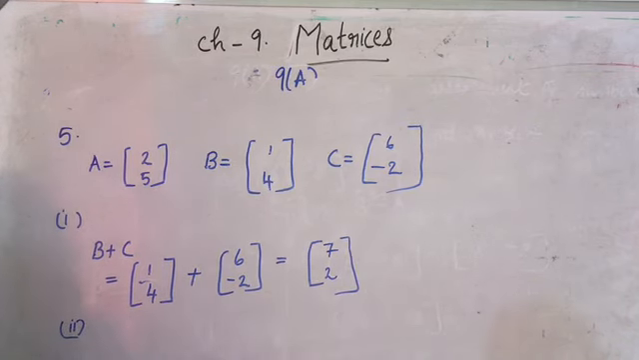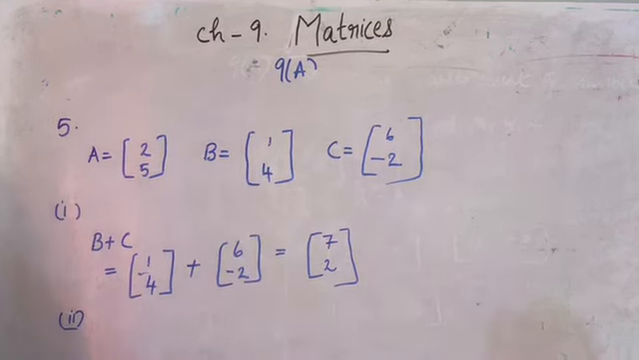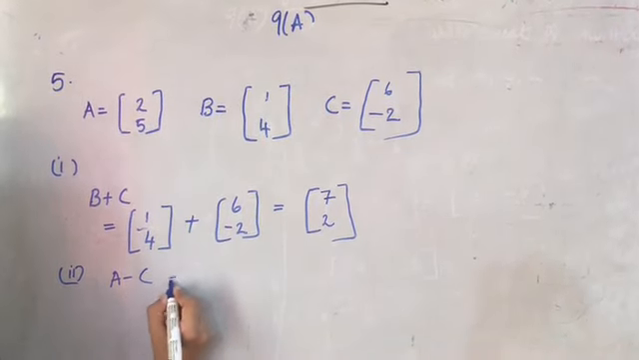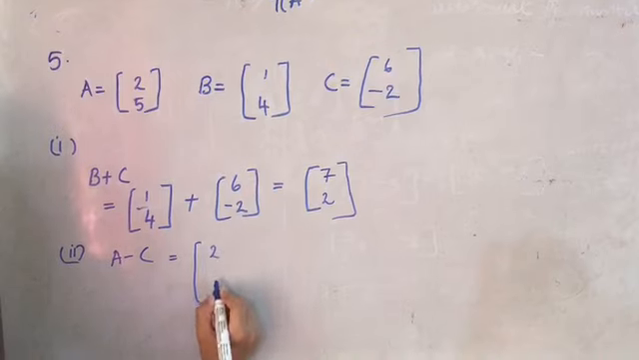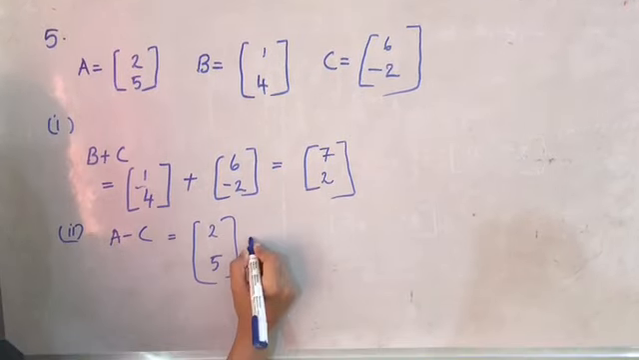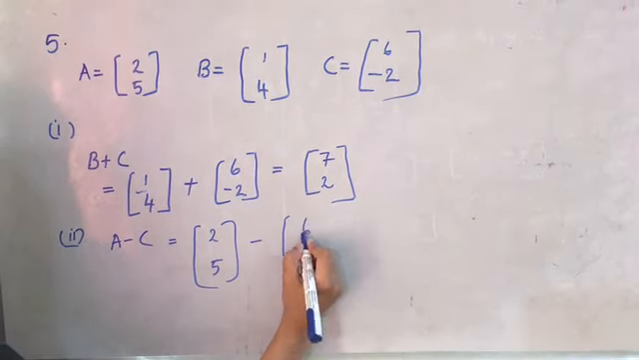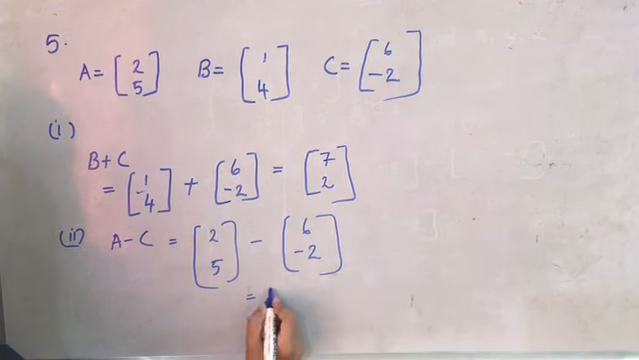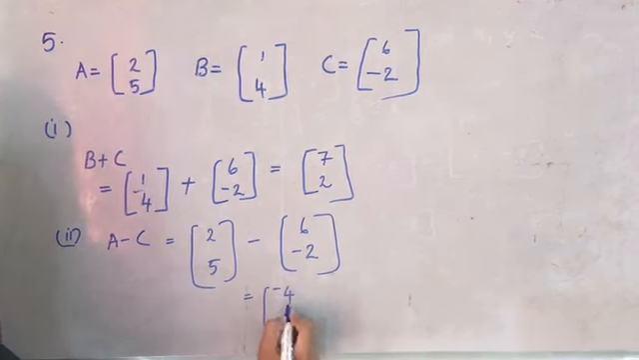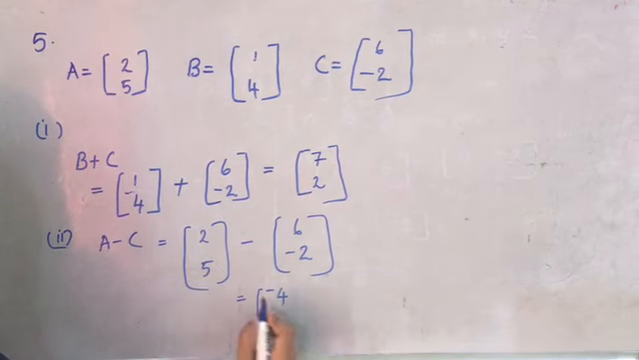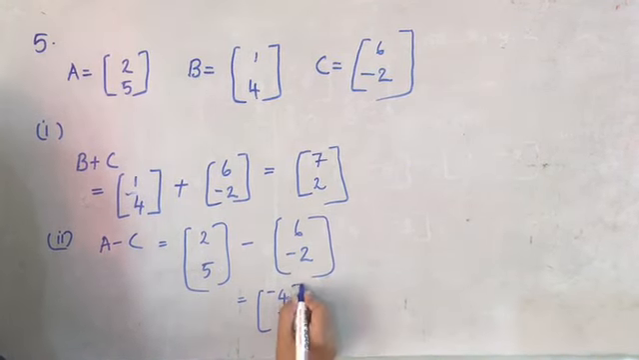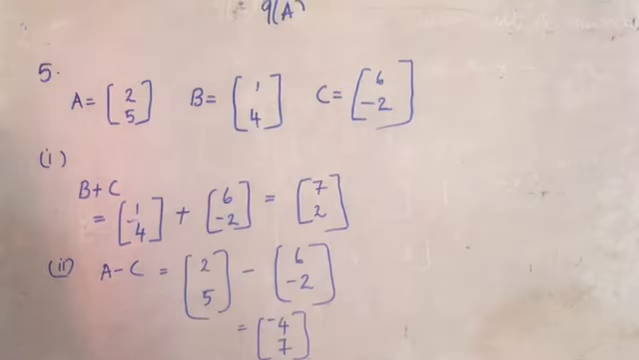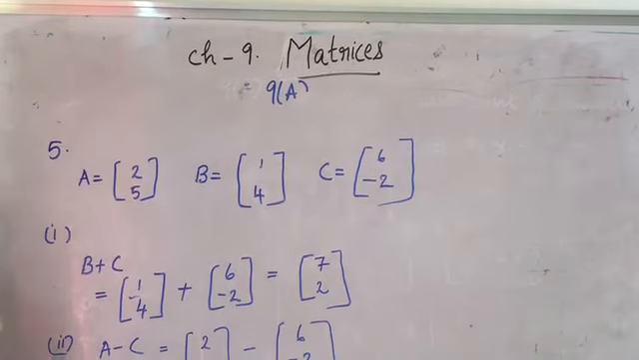Second one, A minus C. That is equal to [2, 5] minus [6, -2]. 2 minus 6 equals minus 4. 5 minus of minus 2, that is 5 plus 2, equals 7. Let us do the third sub question. That is A plus B minus C.